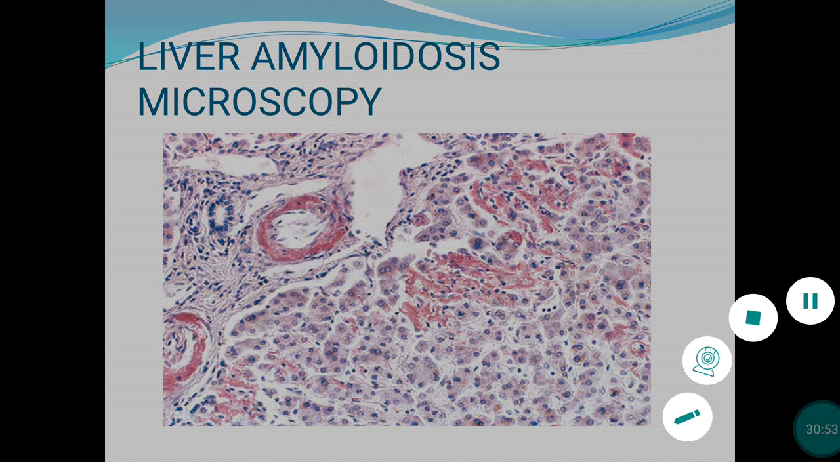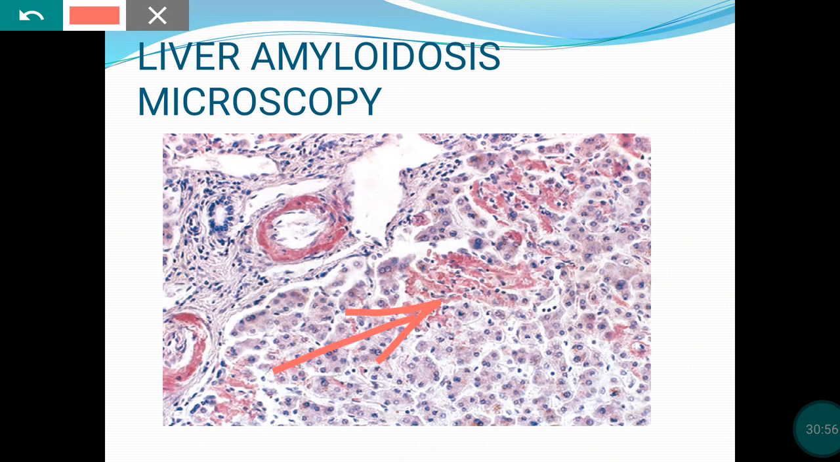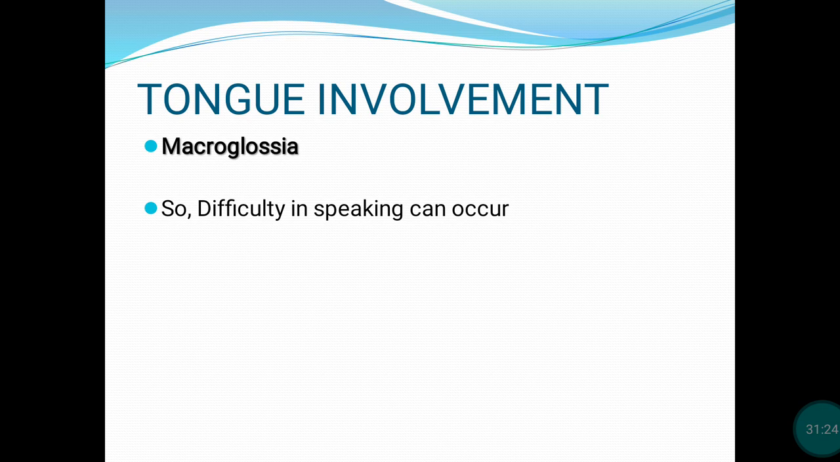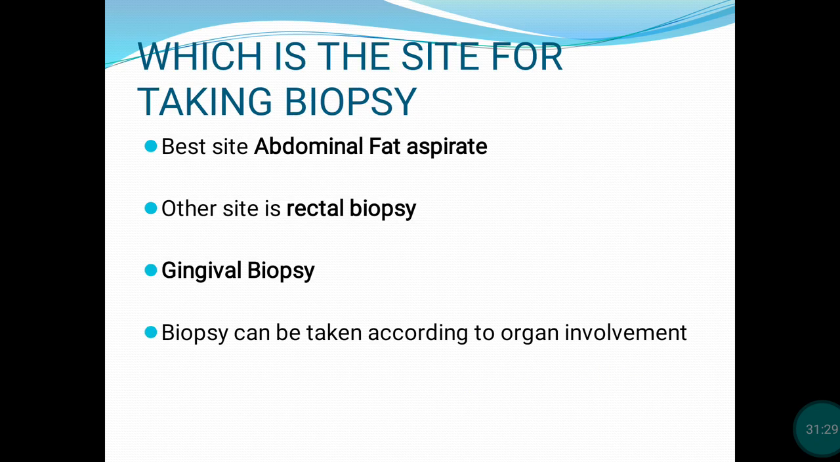This is the microscopic image with the Congo red. This is the amyloidosis in the liver. And now we'll talk regarding the cardiac amyloidosis. In cardiac amyloidosis, the amyloid deposition is in the subendocardial area of the atrium. Gradually, it can separate the myocardial fibers by the amyloid deposition. Now, the tongue also can be involved, so the tongue can be enlarged, and it can cause difficulty in speaking.